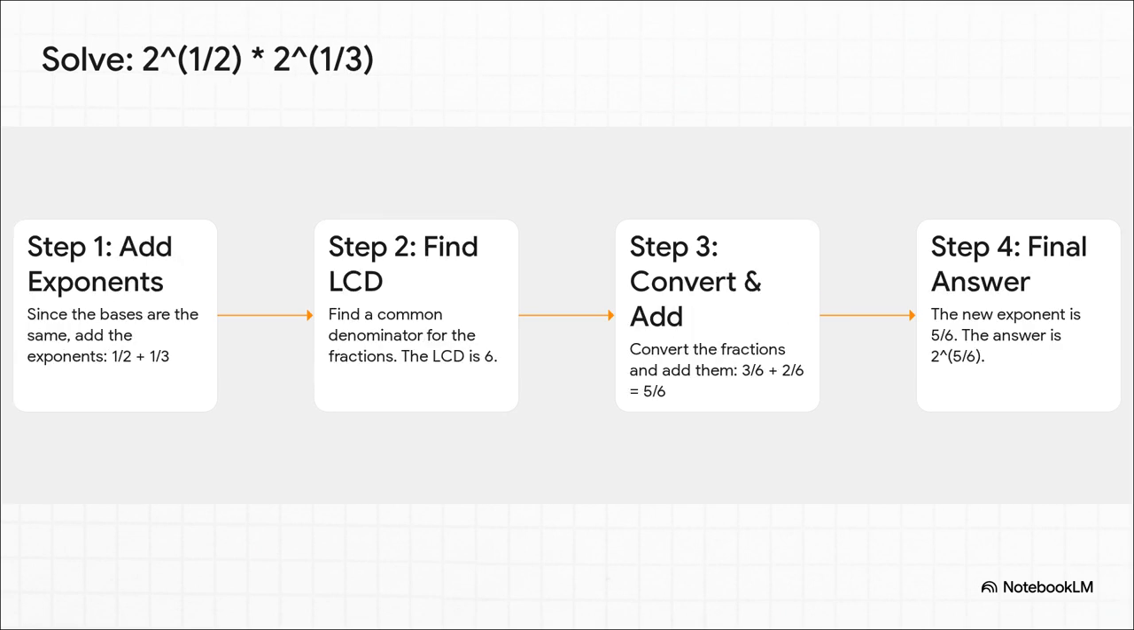All right, challenge number 2. This time, the bases are the same, which is awesome. We have 2 to the 1/2 times 2 to the 1/3. We know we just need to add the exponents. The only snag is that they have different denominators. So this just becomes a basic fraction problem. We find a common denominator, which is 6. So 1/2 becomes 3/6, and 1/3 becomes 2/6. Add them up, you get 5/6, and our answer is just 2 to the power of 5/6.